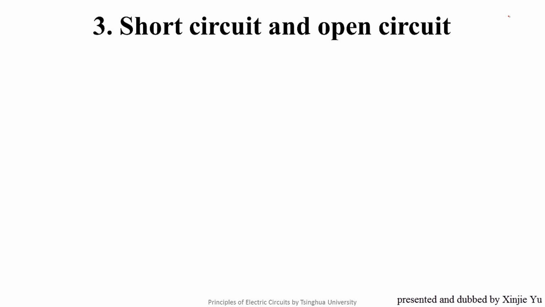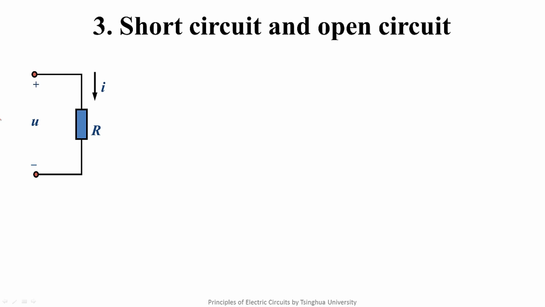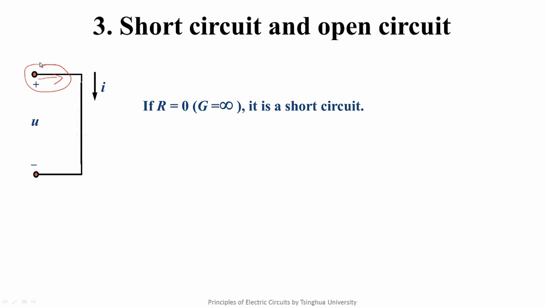Next, we introduce two new concepts, that is the short circuit and the open circuit. For a resistor, again, on this two-terminal element, current flows into R from its positive terminal, so they are associated reference directions. If the resistance equals 0 or the conductance equals infinity, it's an ideal line. That is a short circuit.